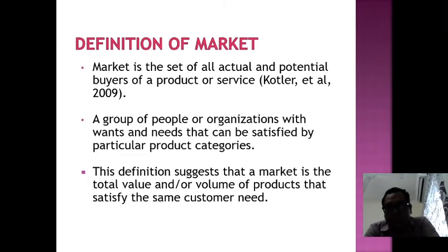So, a definition of market. We can see several definitions. First of all, by Kotler 2009, a market is the set of all actual and potential buyers of a product or service. It is also a group of people or organizations with wants and needs that can be satisfied by a particular product category. This definition suggests that a market is the total value or volume of products that satisfy the same customer need. Meaning in this definition, the market is actually what people want and what people need.